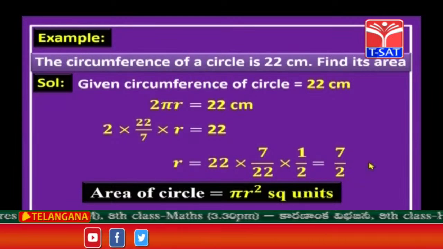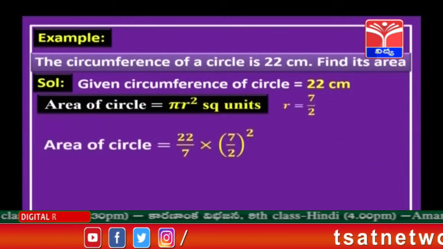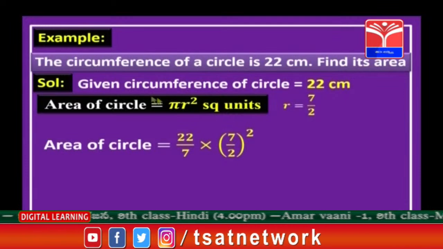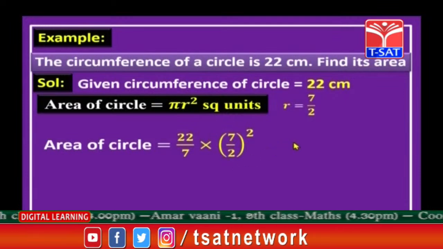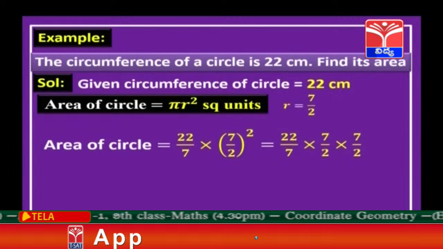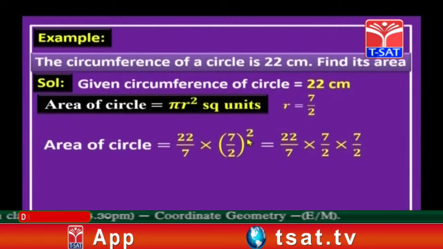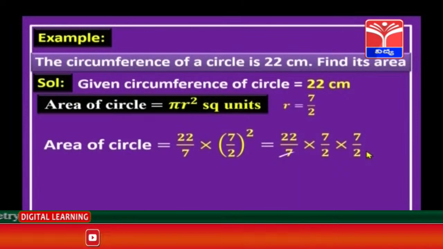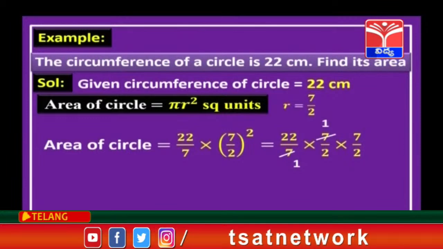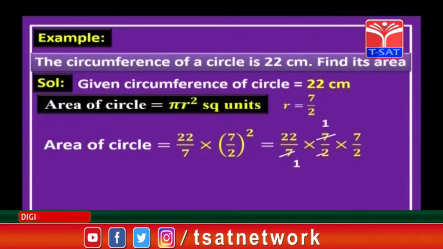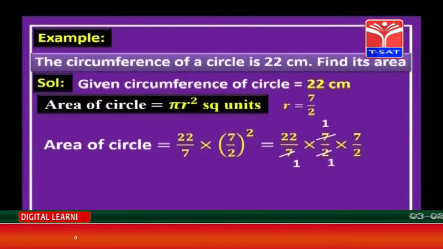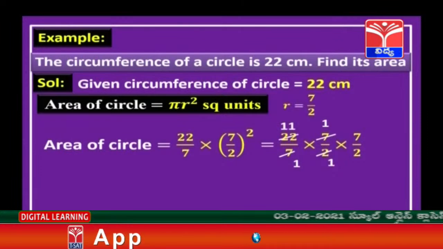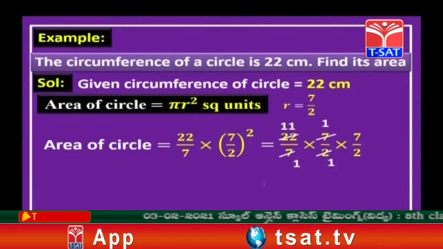Now just substitute it. So that is 22/7 into r square, which is 7/2 whole square. This can be written as 22/7. So 7/2 whole square is 7/2 into 7/2. Now let us cancel 7 in the denominator and 7 in the numerator. Both goes one time. And also 2 goes one time in denominator, whereas in 22 it goes 11 times. Now what is left, children?